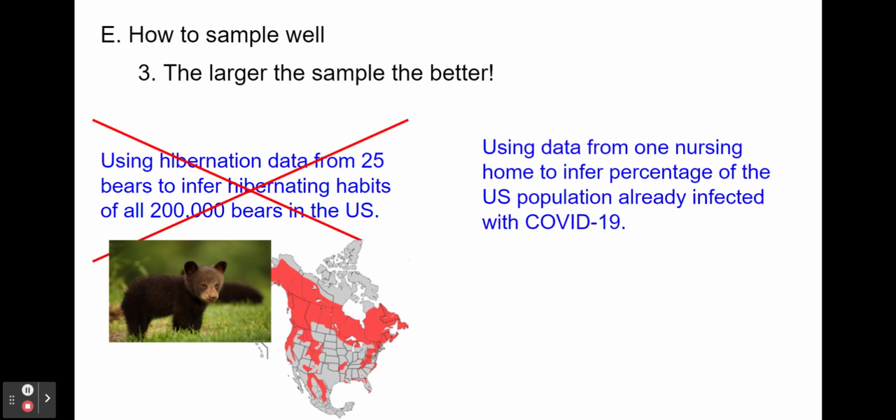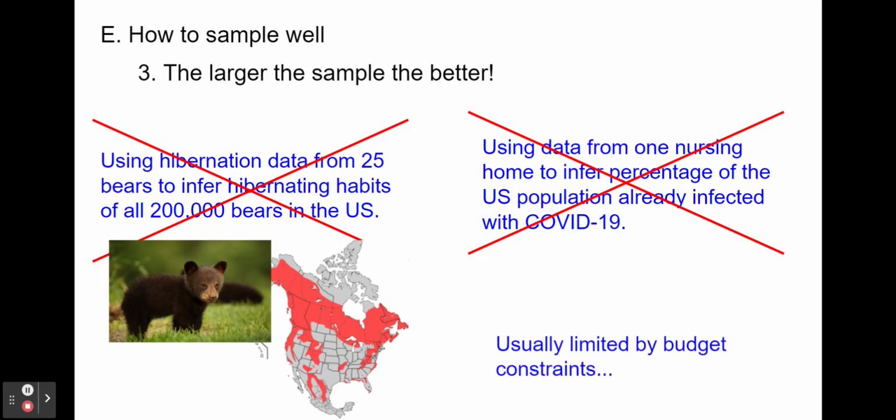If we're using data from one nursing home to infer the percentage of the US population already infected with COVID-19, again, too small. We need a much larger sample that's also more representative of the whole. The problem with larger sample sizes is that they get expensive. So in real ecology, sampling is usually limited by budget constraints.